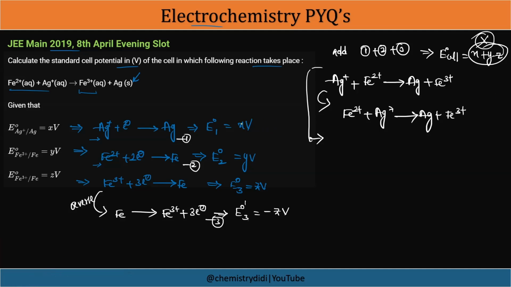So first we need to find out delta G naught. Let's try to find it out for each one. You know this basic formula: delta G naught, the free energy, is equal to minus nF E naught cell, right?